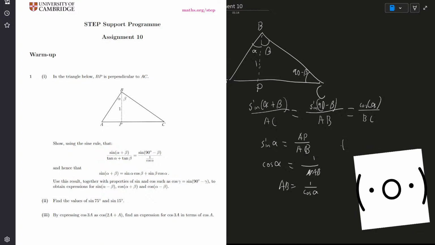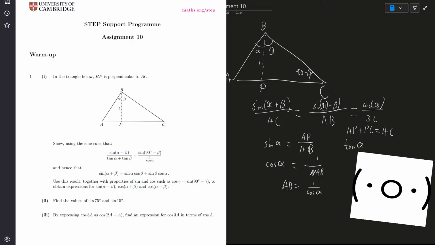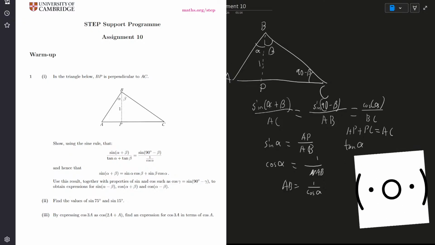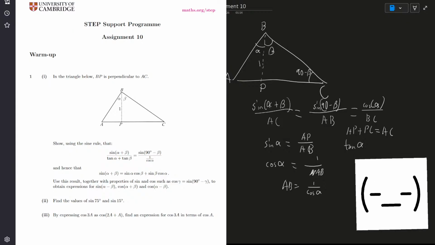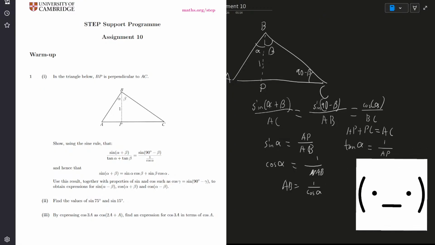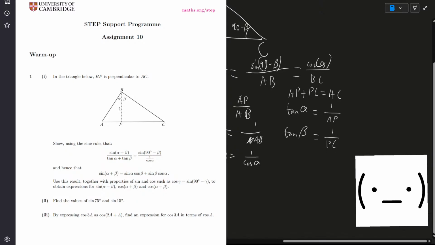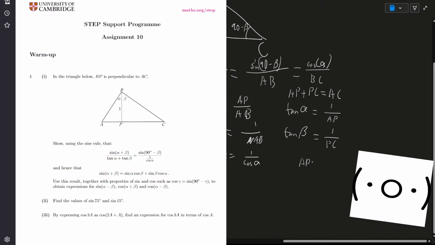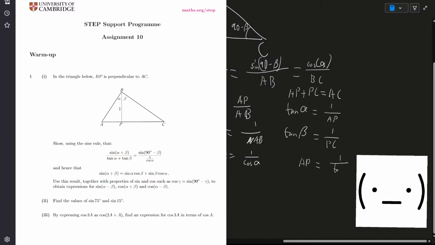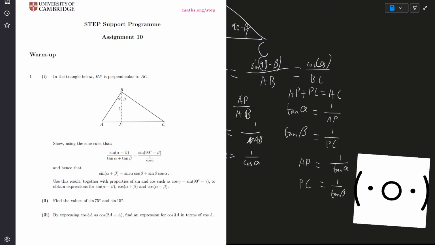Let's write tan alpha. So if we can figure out AP and PC, we can figure out AC. You can use tan to figure out AP. So that's the opposite, AP, over 1. Yes. And the same thing applies for tan beta. That means AP equals tan alpha and PC equals tan beta.